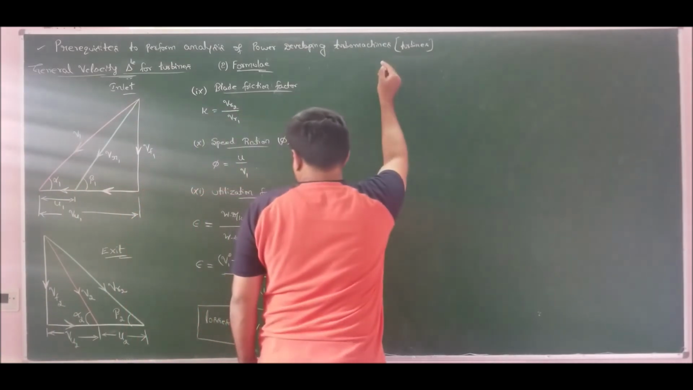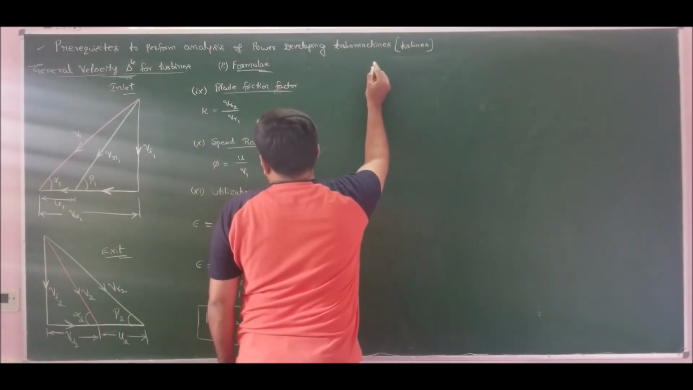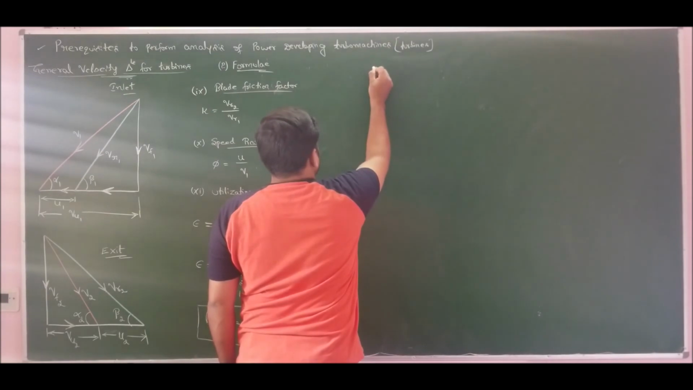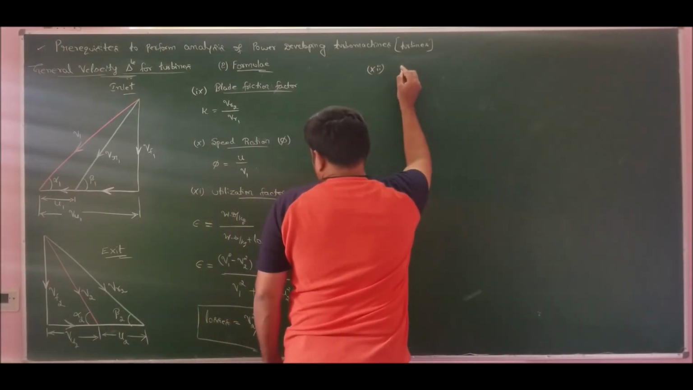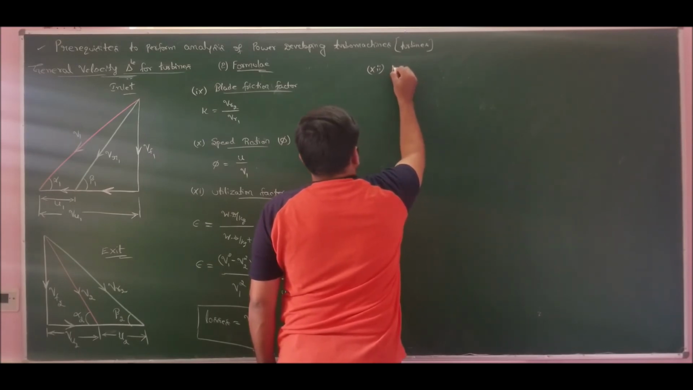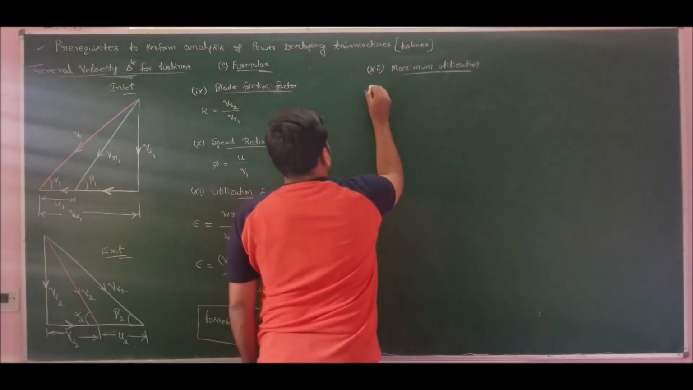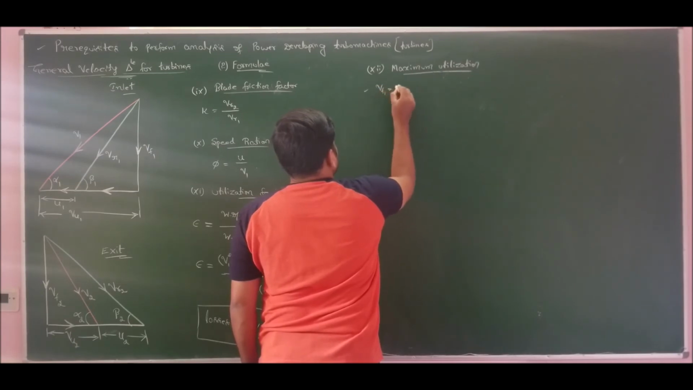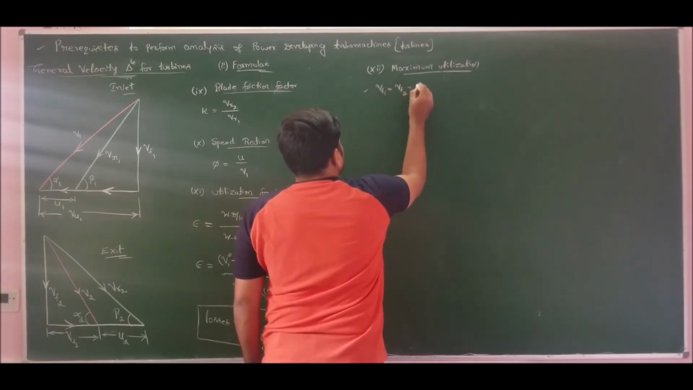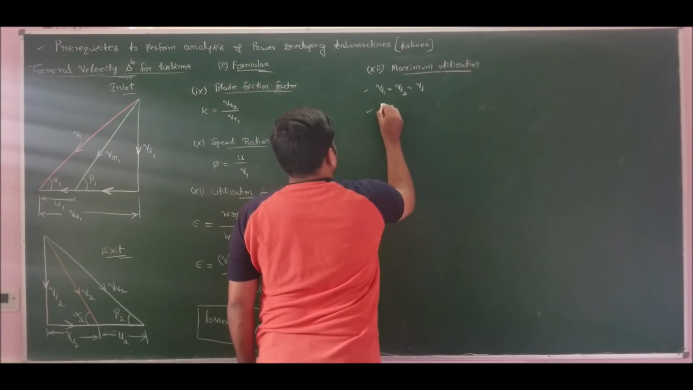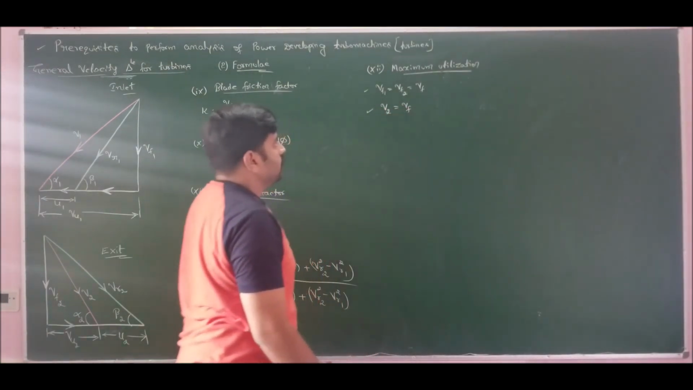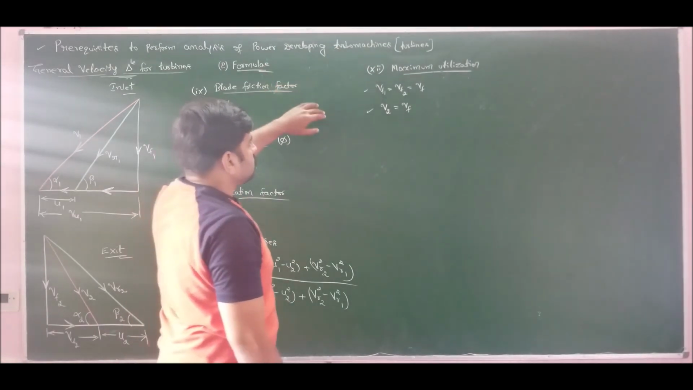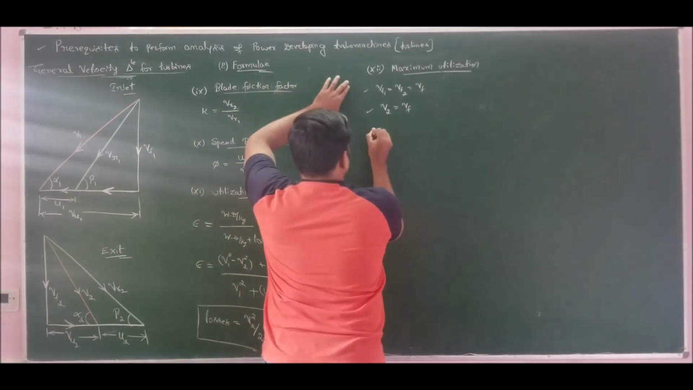Make a note of it. Next, coming to the 12th one, that is for maximum utilization. For maximum utilization, we already know that flow should remain constant, Vf1 is equal to Vf2 is equal to Vf, and V2 should be minimum. V2 will be minimum only if V2 is equal to Vf. And also, we have two different cases.